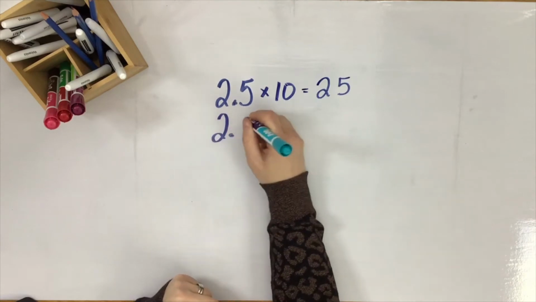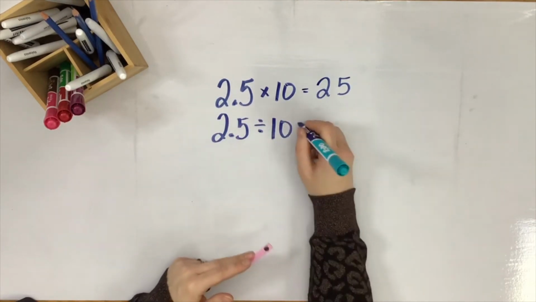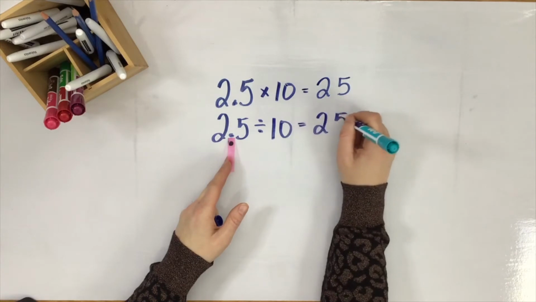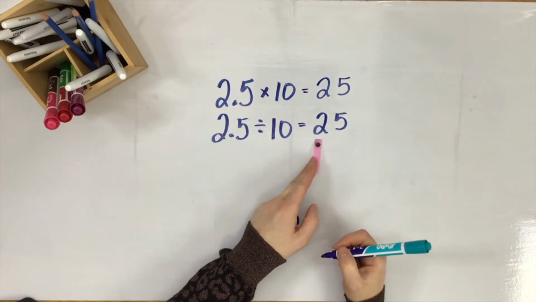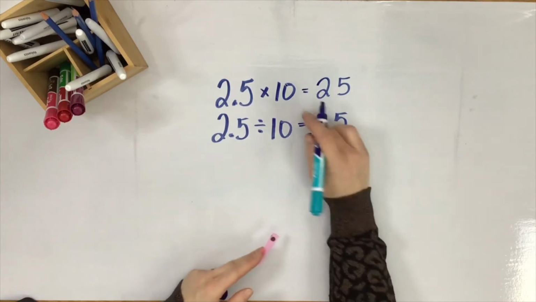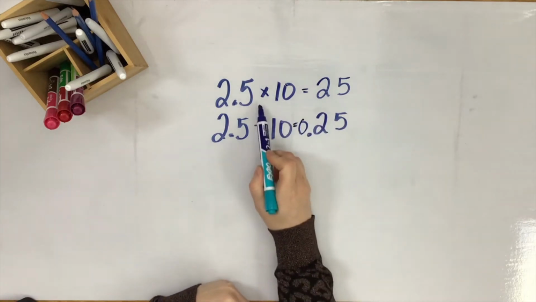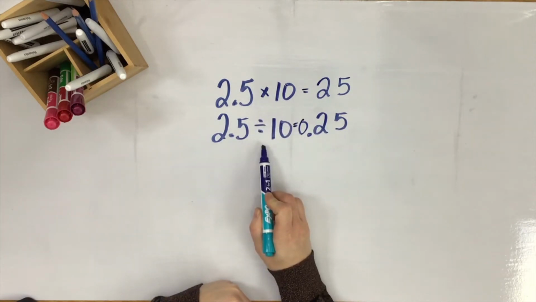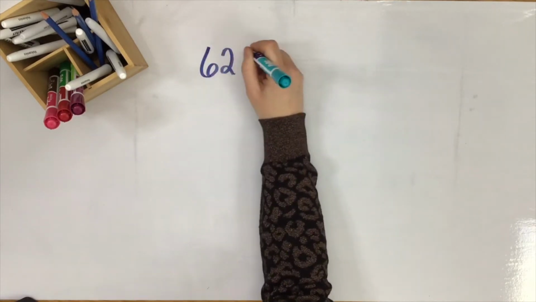Now, when we divide, the opposite will happen. When we divide by 10, our number is going to get 10 times smaller. So our decimal that used to be here between the 2 and the 5 is going to move one to the left. And our answer is 25 hundredths. So everything you know about multiplying by powers of 10, you're going to do the opposite when you're dividing by powers of 10. Let's look at the number 625.